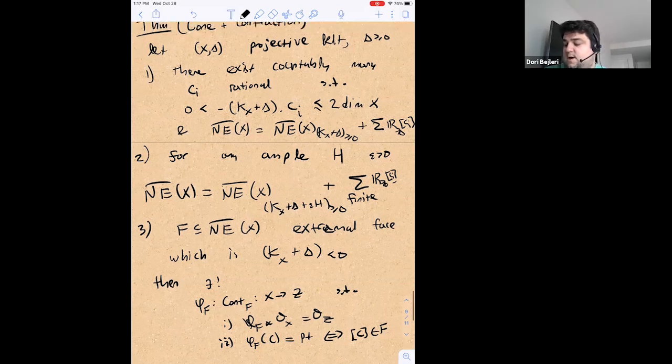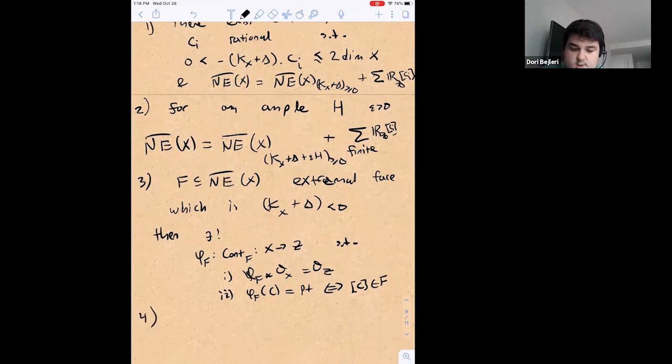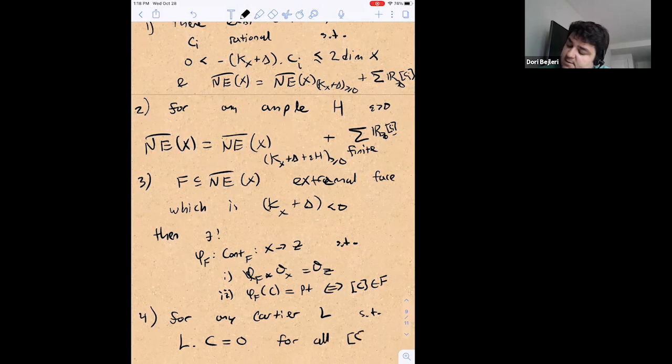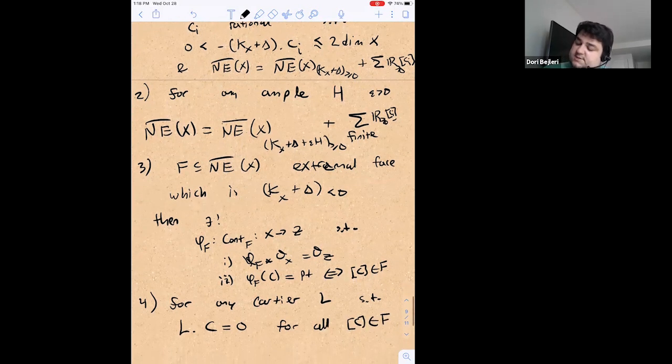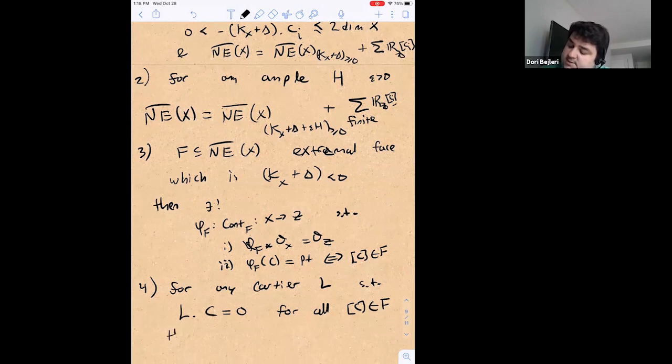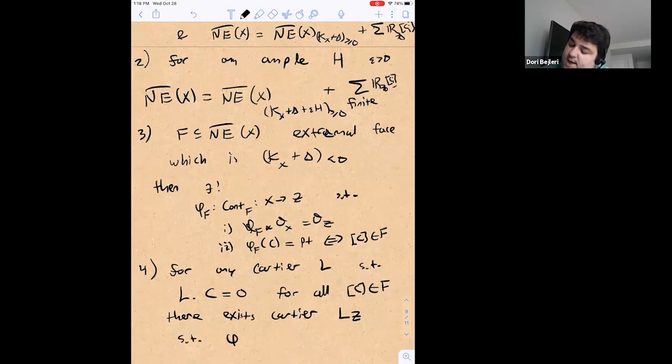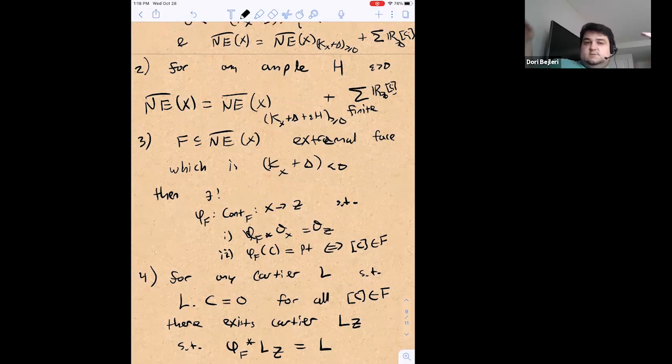And then finally, four: for any line bundle or Cartier divisor L such that L dot C is 0 for all curves contracted by our extremal contraction, so we're still in the setting as in three, there exists a line bundle or Cartier divisor downstairs, L_Z, such that the pullback of this L_Z is our L. So basically, for these extremal contractions, any line bundle that looks like it descends actually does descend.